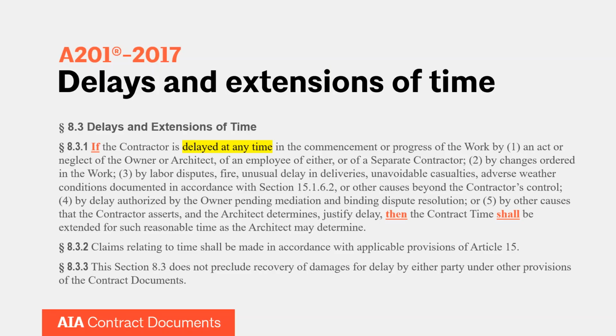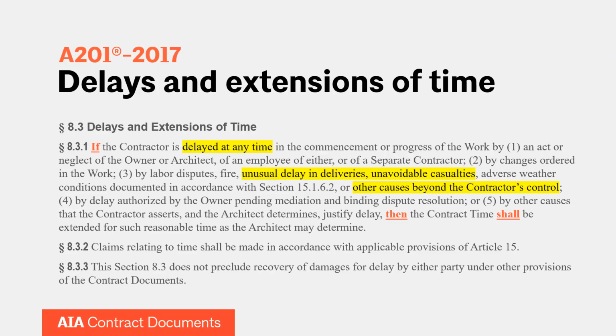Some triggering events that might come into play with the COVID pandemic are here in subsection 3. What you're seeing highlighted on your screen are unusual delays in deliveries, unavoidable casualties, or other causes beyond the contractor's control. Breaking each of those down, what you're seeing is if the contractor is delayed by an unusual delay in delivery.